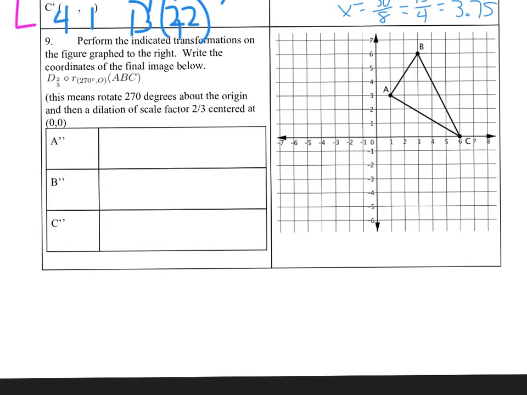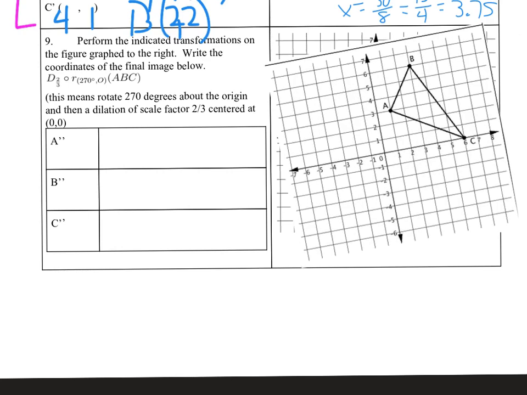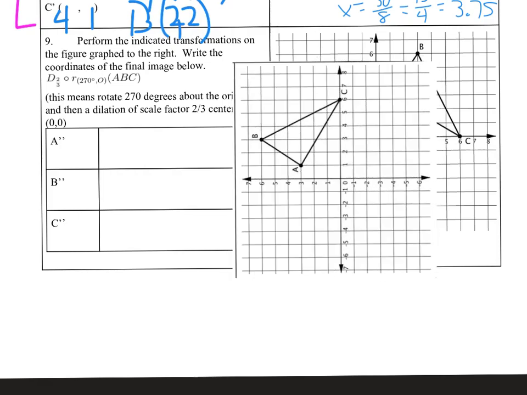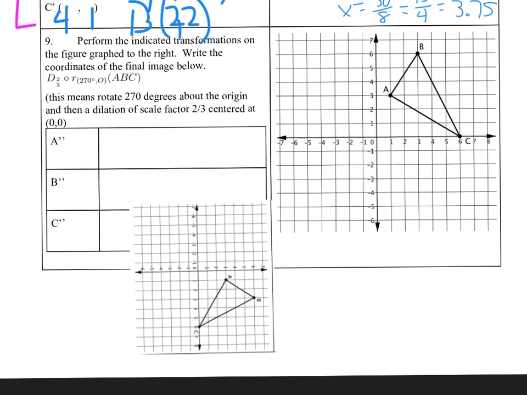Number 9, perform the indicated transformations. Write the coordinates. So we've got the D thing and then the R thing. And in words, this kindly says, rotate 270 degrees and then dilate. So I'm going to rotate and then dilate. I can do that. I'm just going to snip this. And I'm going to rotate this. So 90, 180, 270.